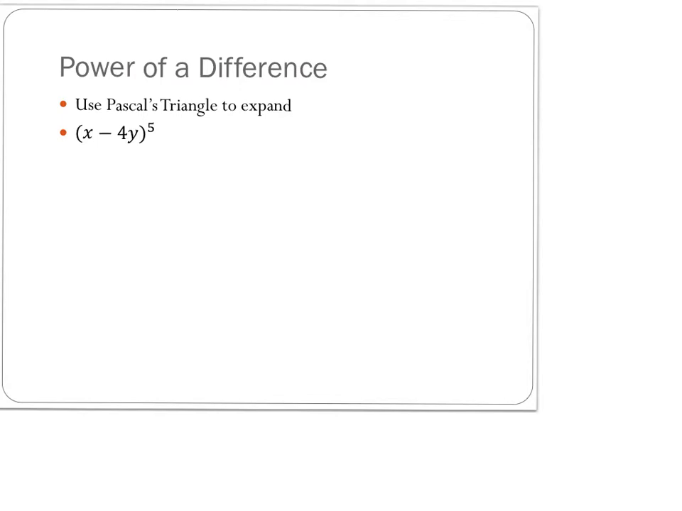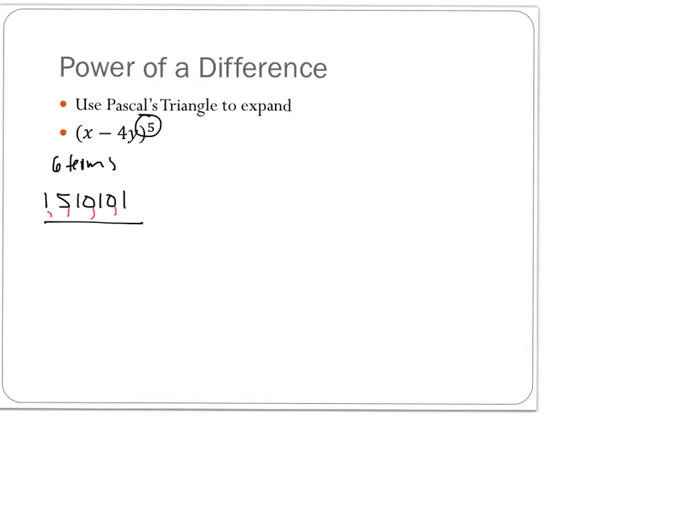So we know a few things here, a couple of patterns. We know we should have 6 terms. It's a fifth power, so it's 6 terms. And then the fifth row of Pascal's triangle, these guys are my coefficients: 1, 5, 10, 10, 5, and 1. I'll put commas in here just to separate them.